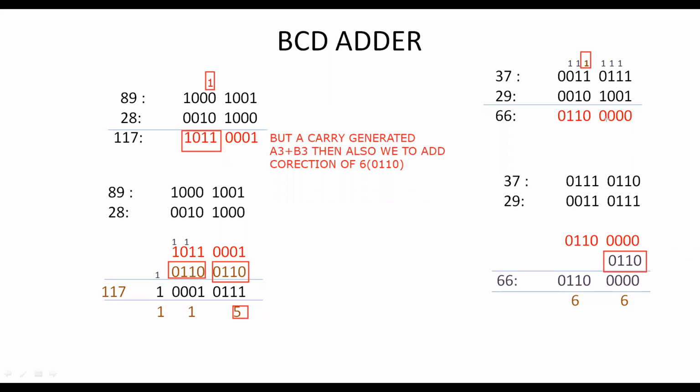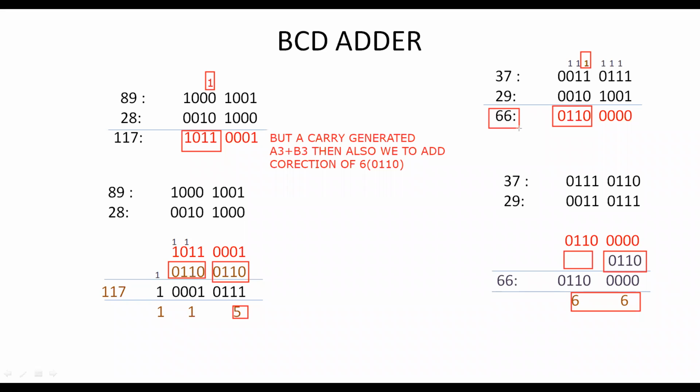Carry generated is 0 0 0 కి 6 add చేస్తాం. And if you observe the second digit, the second 4 bits, it is 0 1 1 0, it is 6, it is valid. Therefore, there is no need to add a correction. Therefore, here we have not added any correction. The 6 is added to the first 4 bits. The result equals 66, that is the decimal equivalent.